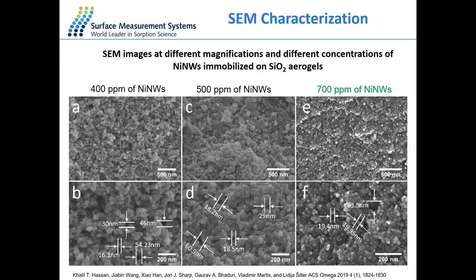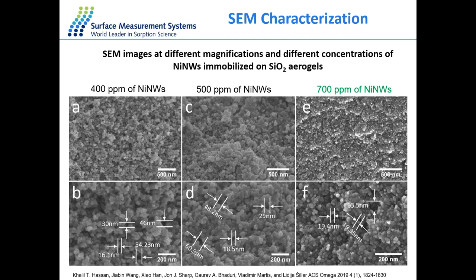Now, this catalyst went through the traditional characterization processes like SEM and XRD. So we're going to go through these now. First, we're going to look at the scanning electron microscope images at different magnifications of nickel nanowire catalysts on silica aerogels.